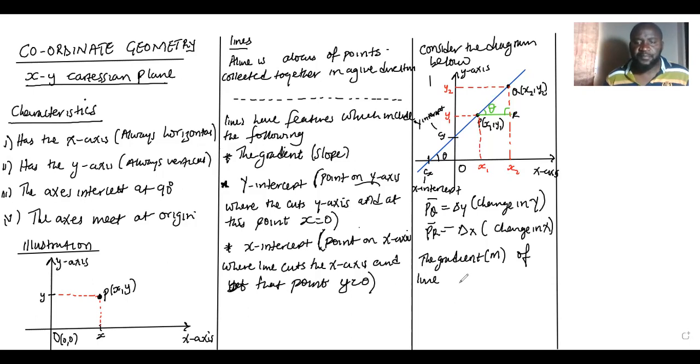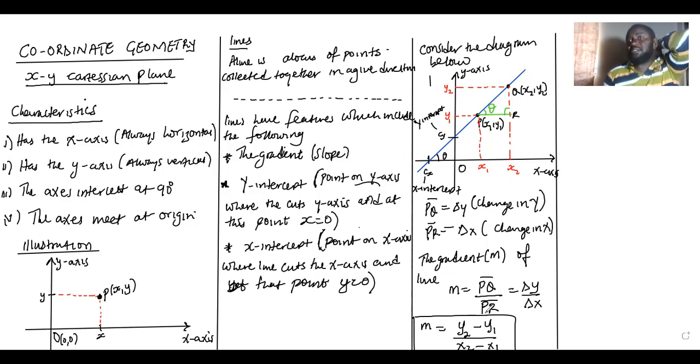can be got from M is equal to the change in Y, P2, out of the change in X, which is PR. Therefore, gradient becomes change in Y over change in X. It is from here that gradient becomes Y2 minus Y1 divided by X2 minus X1. The reason why it is Y2 minus Y1 is because Y2 is greater than Y1, and likewise X2 is greater than X1. But you can also use the reverse.